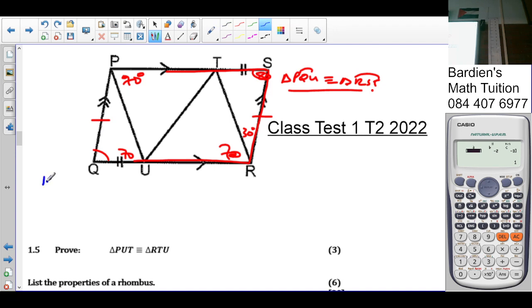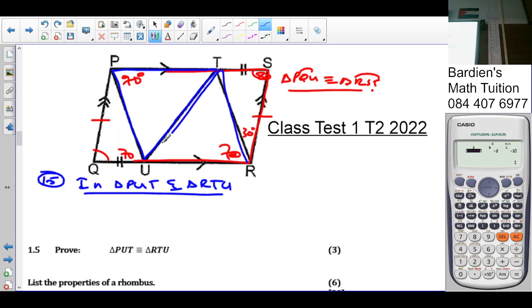So let's go, 1.5. The question says, in triangle PUT and triangle RTU. That's how we always start off. So it's going to be PUT and RTU. There are 4 cases for congruency. What are the cases? Side, side, side. Side, angle, side. We're using side, angle, side. It must be the included angle. Angle, angle, side. Or right angle, hypotenuse, side.